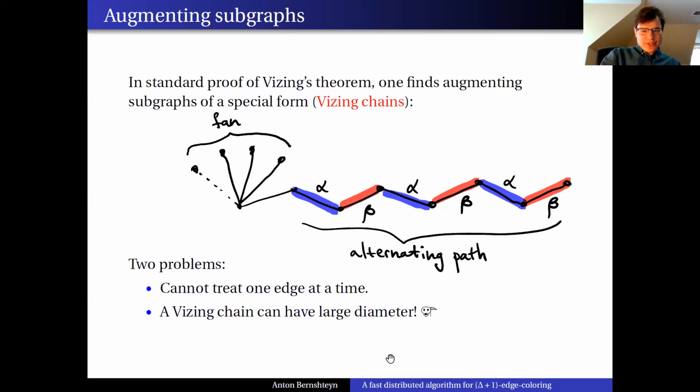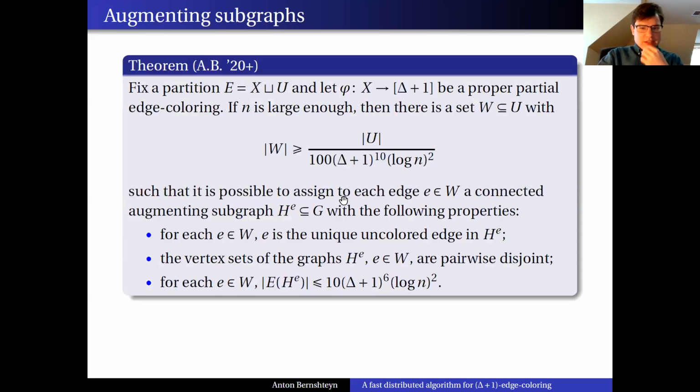And in order to get such a distributed algorithm, we have to overcome both of those difficulties, and this is exactly what one can do if instead of Vizing chains, one considers more complicated augmenting subgraphs. So here's the main theorem of this talk. It's a bit lengthy, so let's go over this.